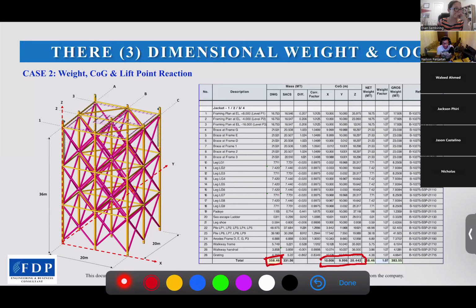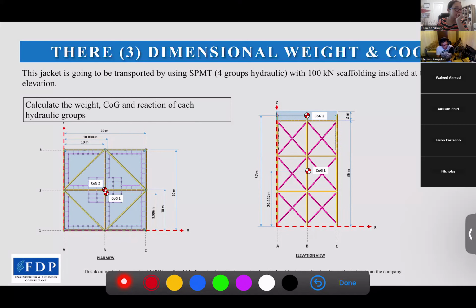The problem in this case is that this jacket is going to be transported using SPMT with 4 hydraulic groups, with a 100 kilonewton scaffolding installed at the top elevation. Calculate the weight, COG, and reaction of each hydraulic group. So item one is the structure itself, and item two is the scaffolding.